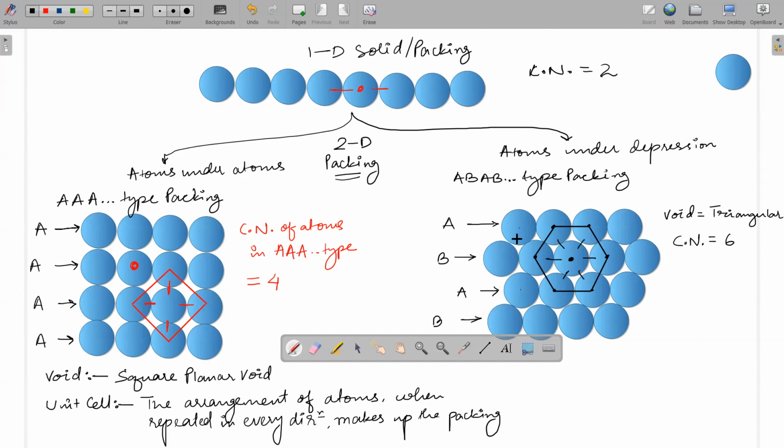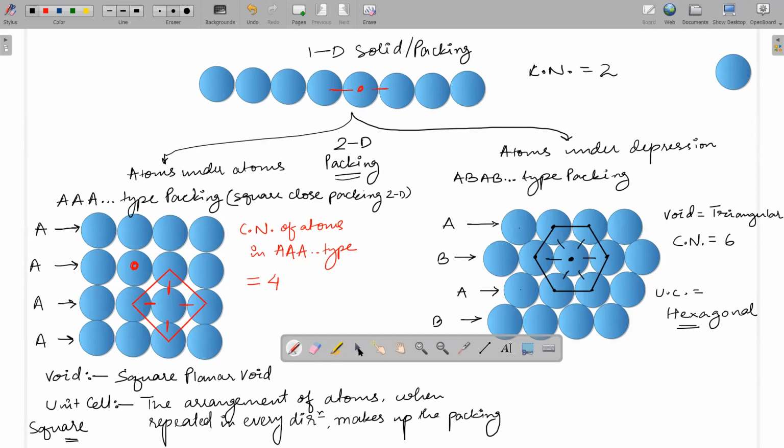Okay. The name of any packing is also given by the name of its unit cell. So here the unit cell is what? The unit cell is hexagonal. The unit cell there was what? It was square planar. It was square. The unit cell was square, and here the unit cell is hexagonal. So you can also name AAA type packing as square close packing, in 2D, right? Square close packing in 2D.